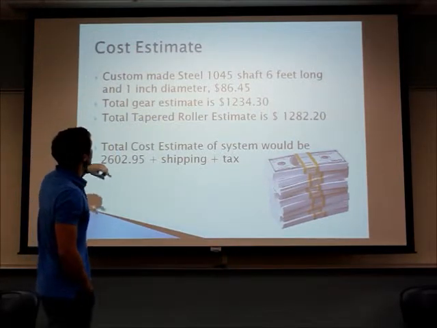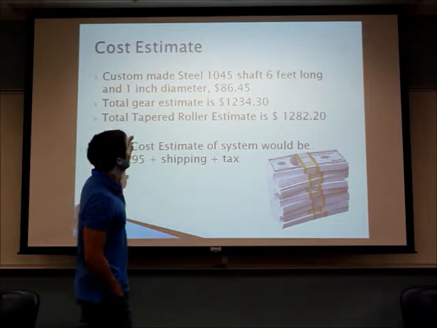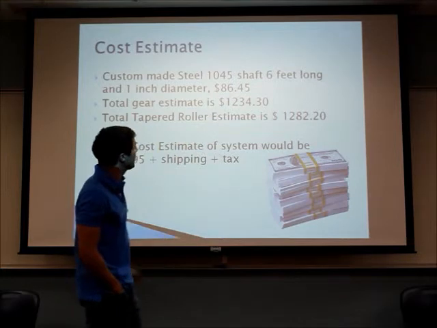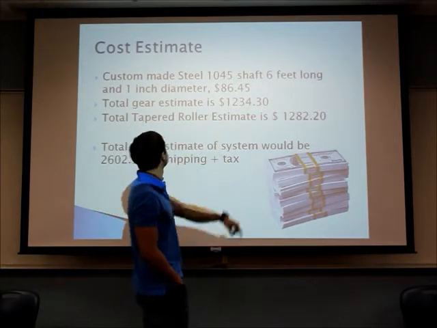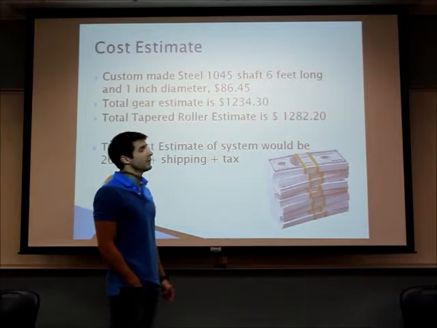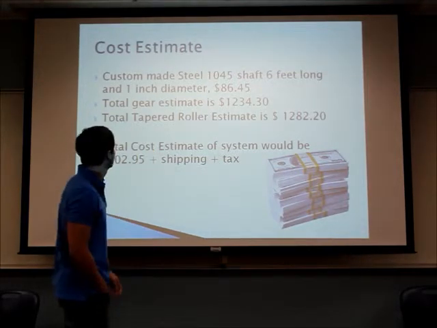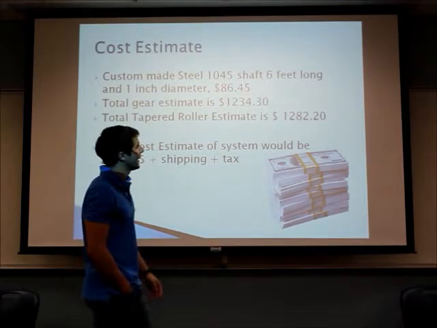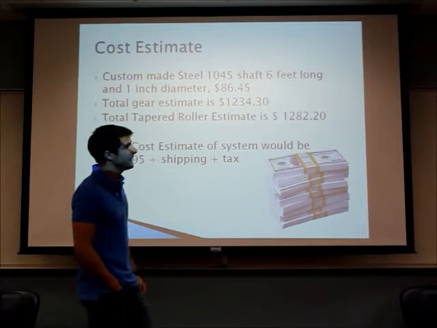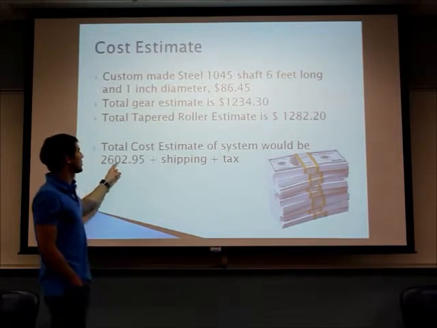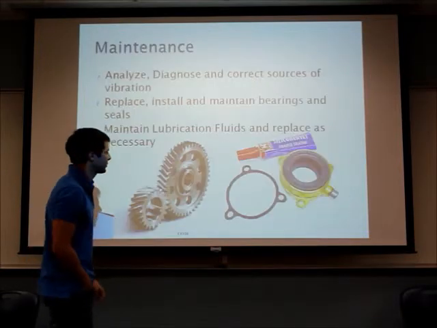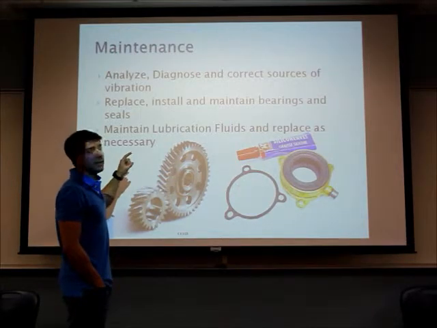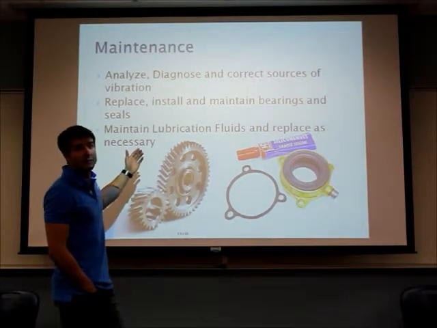The cost estimate for the shaft was 1045 steel, which was 6 feet long and 1 inch in diameter, and it cost $86. Our total gear estimate, which was 9 gears in total, was $1,234, and our total tapered rotor bearings cost estimate was $1,282, which was 16 bearings in total, and that comes out to our total cost of $2,602.